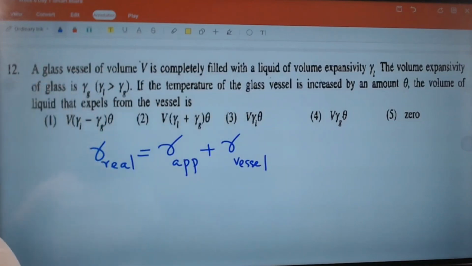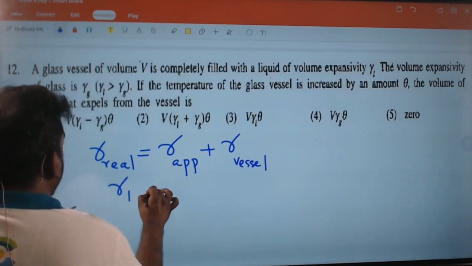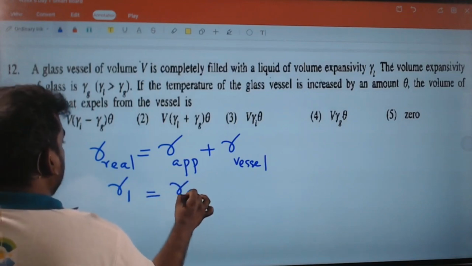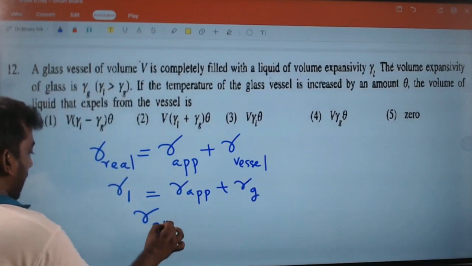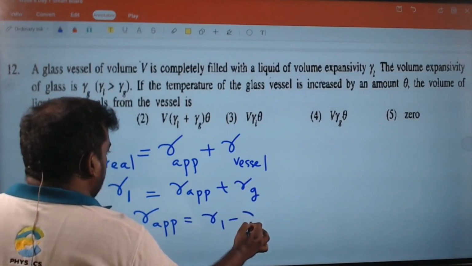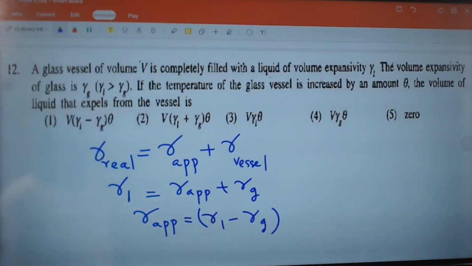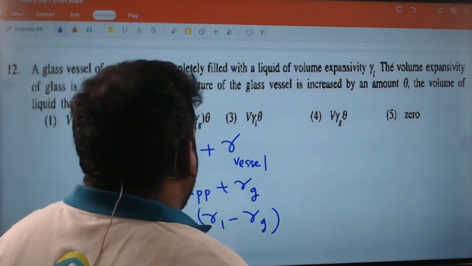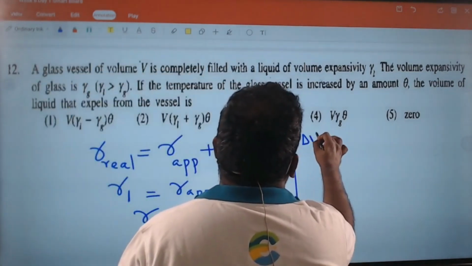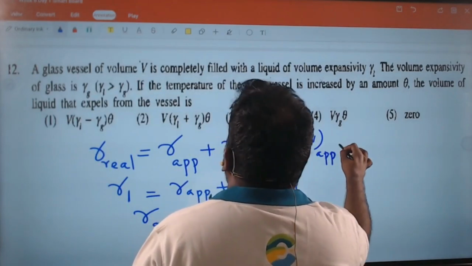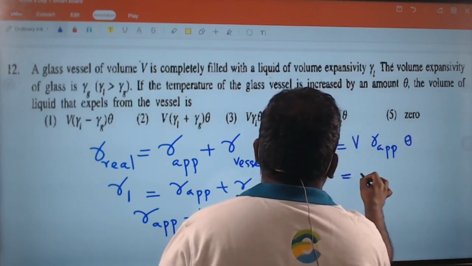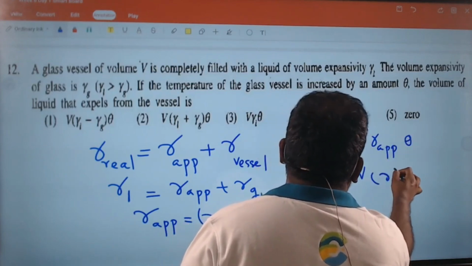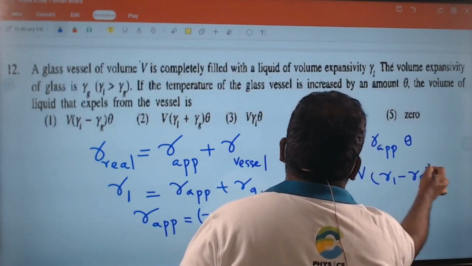Gamma real, liquid gamma L. Gamma of the vessel, gamma glass. Gamma apparent is equal to gamma L minus gamma glass. Now you can find the apparent volume expansion. Apparent volume expansion is initial volume times gamma apparent times delta theta. V times gamma L minus gamma glass times theta.